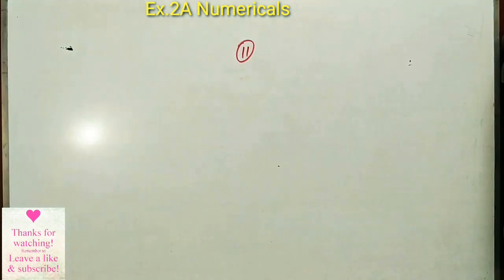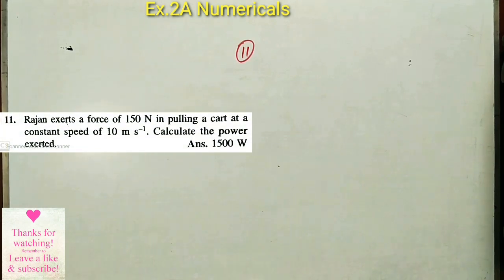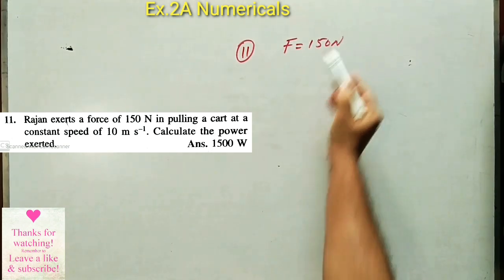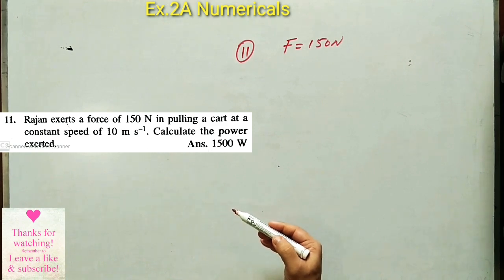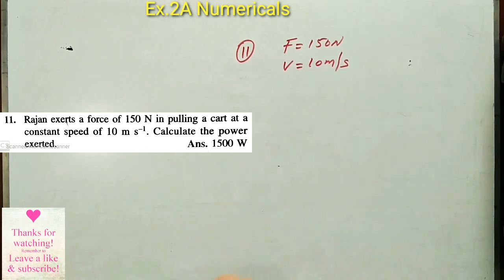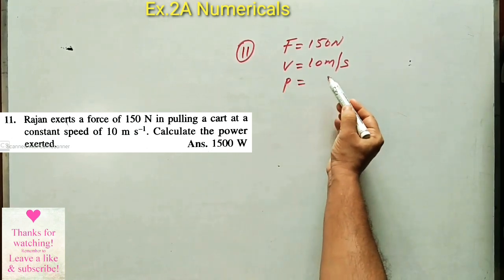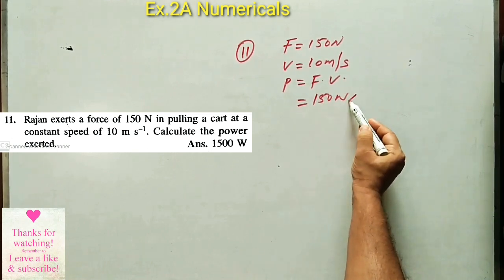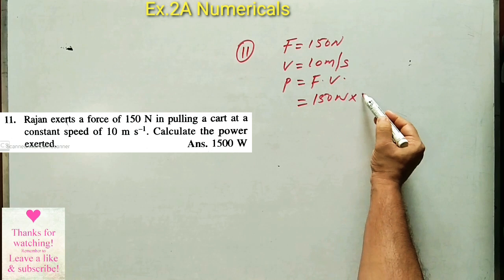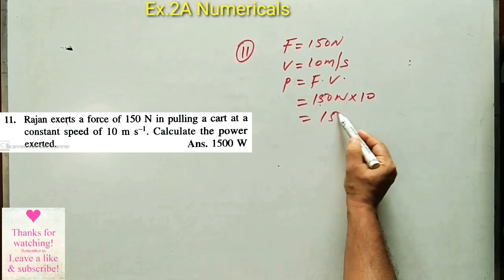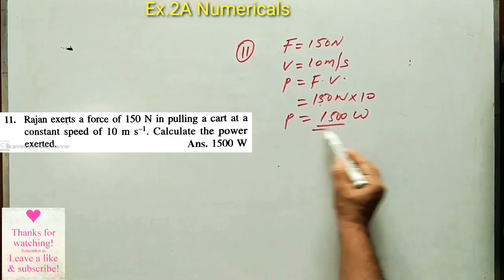Okay. On to the last question. Question number 11. Again the same type of problem coming. Rajan exerts a force of 150 Newton. Force is equal to 150 Newton. In pulling a cart at a constant speed of V is equal to 10 meter per second. Calculate the power. As you know, power is the product of force into velocity. Force is equal to 150 Newton multiplied by what's the value of V there? 10. So we are getting 150 multiplied by 10, 1500 watt. The power. As simple as that.